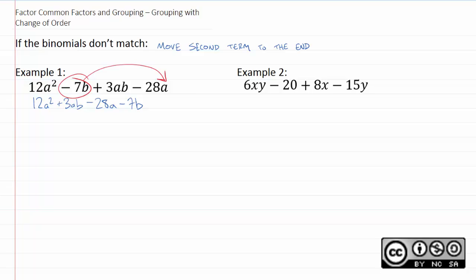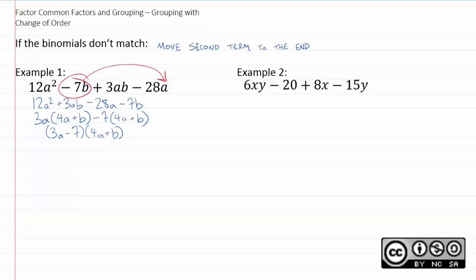And if we're correct about this, we should be able to get two matching parentheticals. In the first two terms, I can factor out 3 and an a. If I do that, I get 4a plus b. For these other two terms, I should be able to factor out negative 7, and I get 4a plus b. Those two parentheticals match, and so now I can continue, and I can write this as 3a minus 7 times 4a plus b.